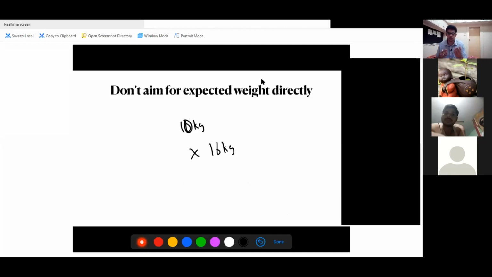You can read about it on the net. What is nutritional recovery syndrome? He'll have diarrhea, vomiting, headache. He won't accept the food. So we are aiming for the mean weight, and the mean weight is 13 kilo. Now, what is the importance of aiming for this weight? We will study in the coming slides.